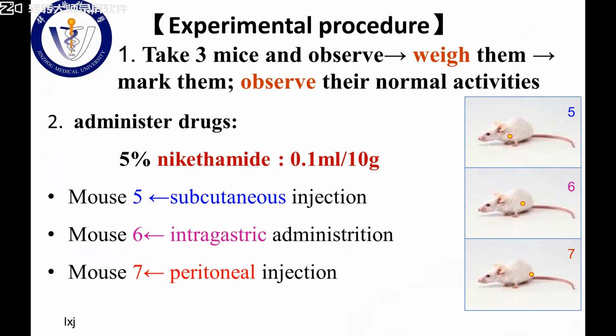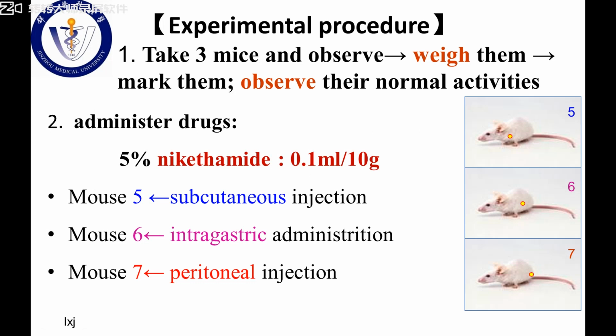Okay, now look at the experimental procedure. Take 3 mice and observe their normal activities, and weigh their body weight and record the body weight on the paper and mark them one by one and give their number. So maybe this is number 5. This is number 6, number 7. And then administer drugs according to their body weight. Nicotinamide is given at the same dose, 0.1 milliliter per 10 gram of body weight.